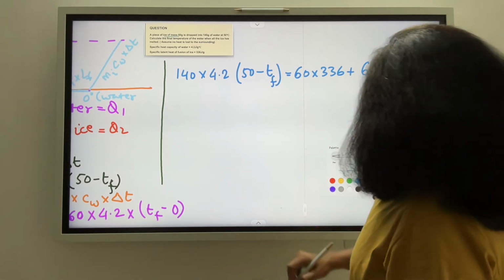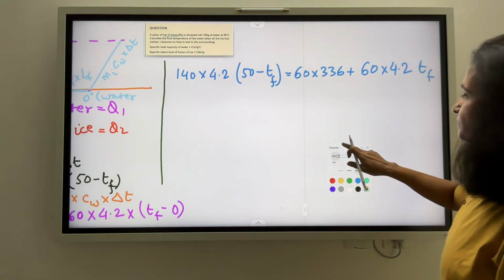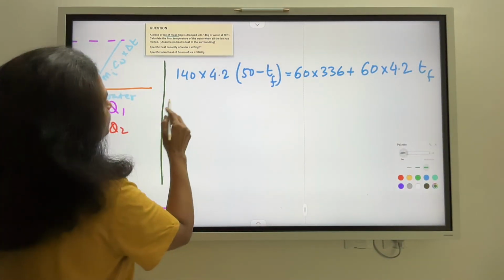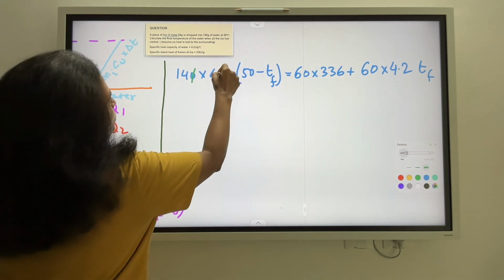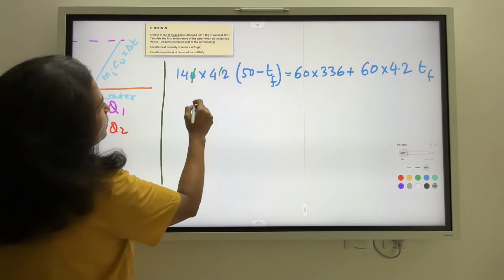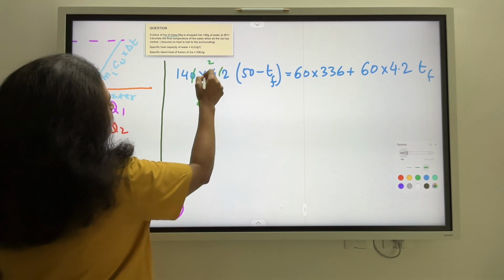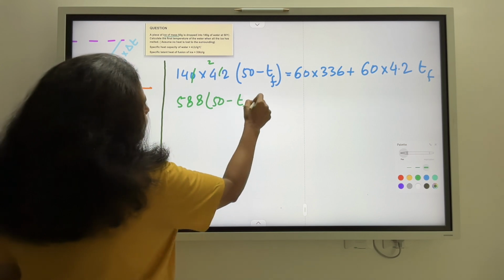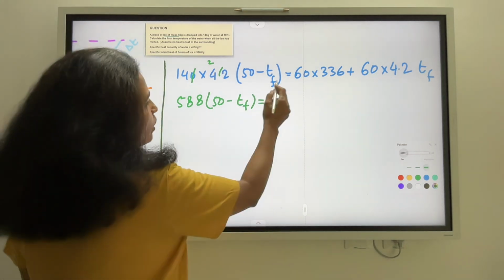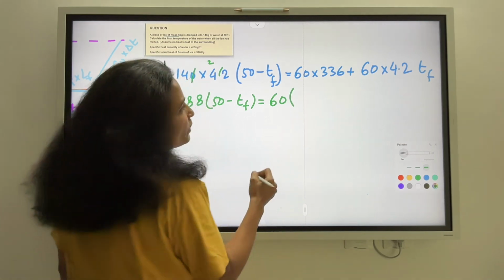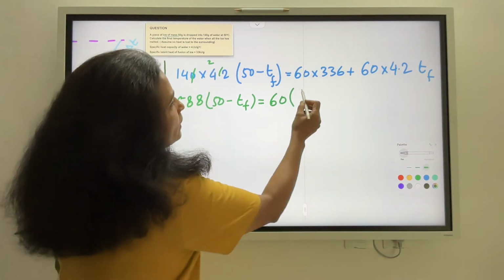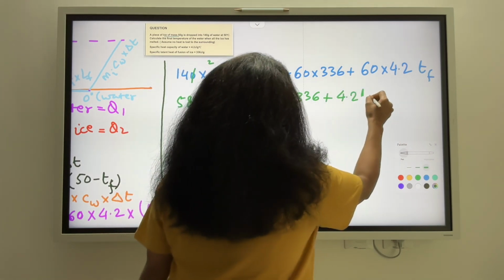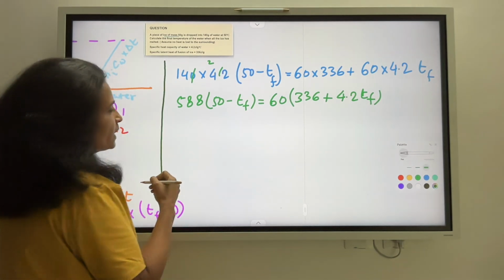Alright. Now what? Solve करते हैं. So if you look at this, ये तो 14 2s are 28, 14 4s are 56, 588 into 50 minus TF equals, now 60 कॉमन ले लेते हैं. सो यहाँ पे क्या मिला हमें, 336 प्लस 4.2 TF. All right.